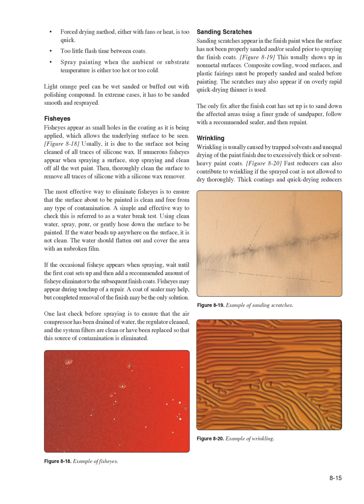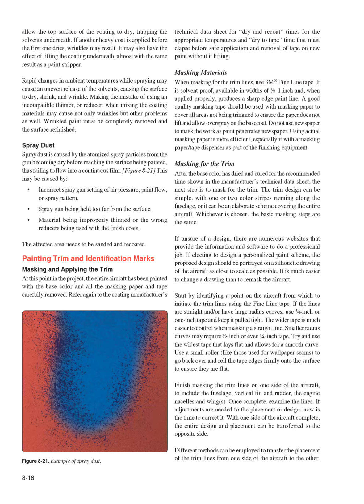Wrinkling is usually caused by trapped solvents and unequal drying of the paint finish due to excessively thick or solvent-heavy paint coats. Figure 8.20, fast reducers can also contribute to wrinkling if the sprayed coat is not allowed to dry thoroughly. Thick coatings and quick drying reducers allow the top surface of the coating to dry, trapping the solvents underneath. If another heavy coat is applied before the first one dries, wrinkles may result. It may also have the effect of lifting the coating underneath, almost with the same result as a paint stripper. Rapid changes in ambient temperatures while spraying may cause an uneven release of the solvents, causing the surface to dry, shrink, and wrinkle.